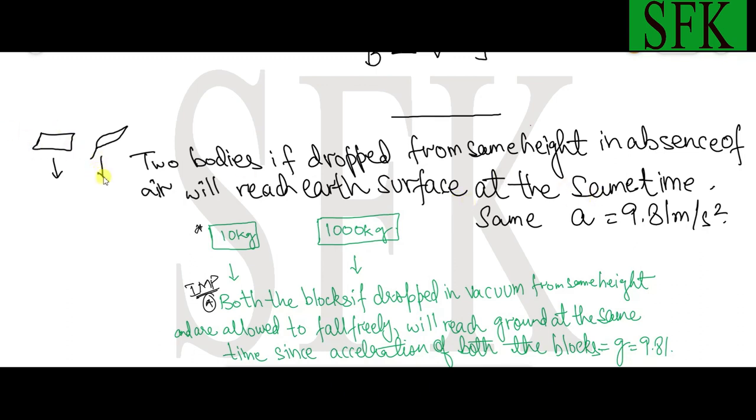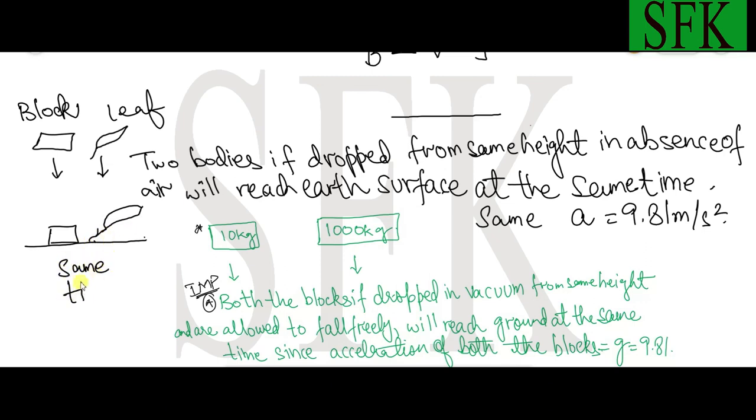So if I have a leaf and a heavy block, and if they're both dropped from the same height, they'll reach the Earth's surface at the same time. They both will hit the Earth's surface at the same time if air resistance is negligible. This is an important fact to remember, and the reason is simple, because the acceleration for both the bodies is constant, which is acceleration of free fall.